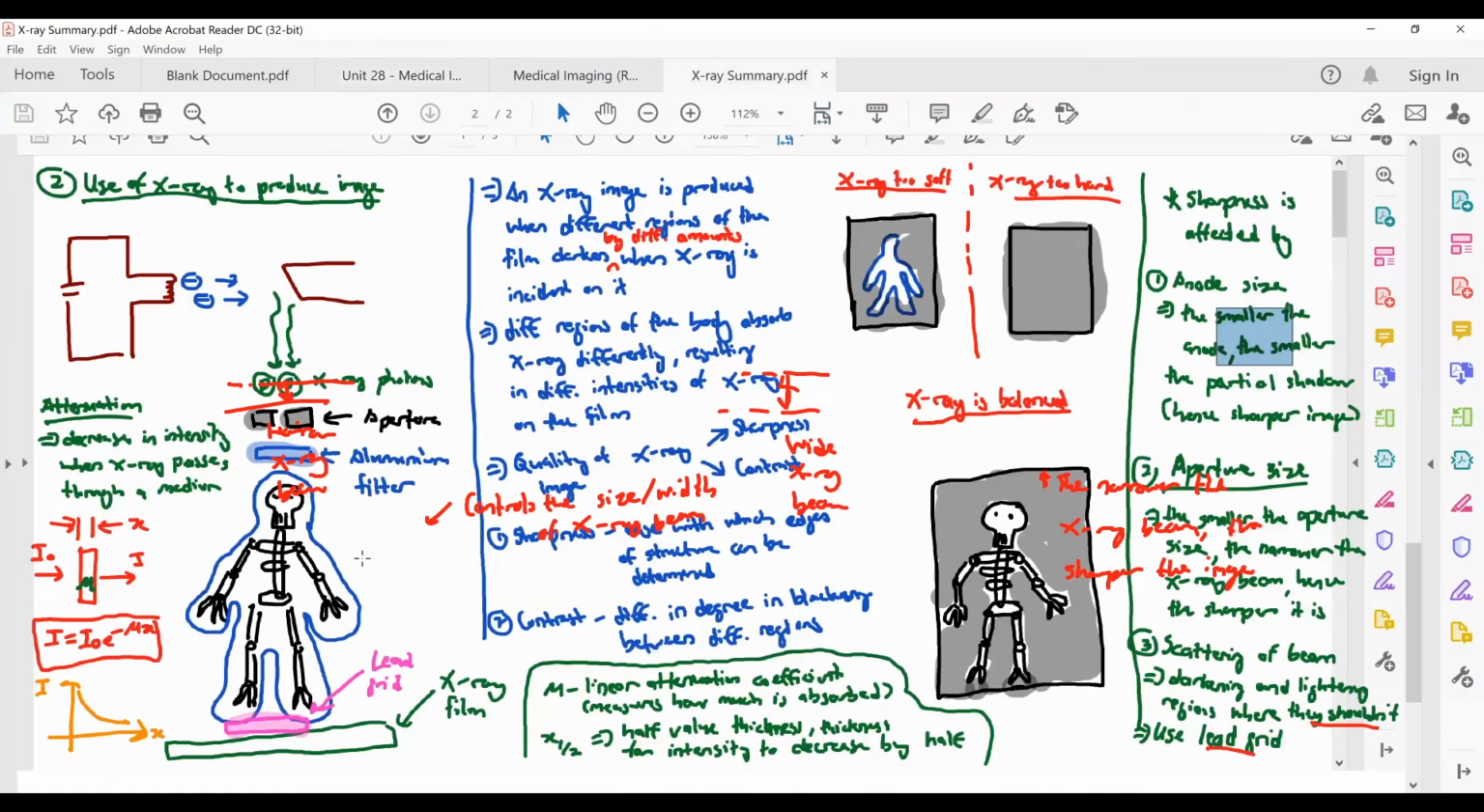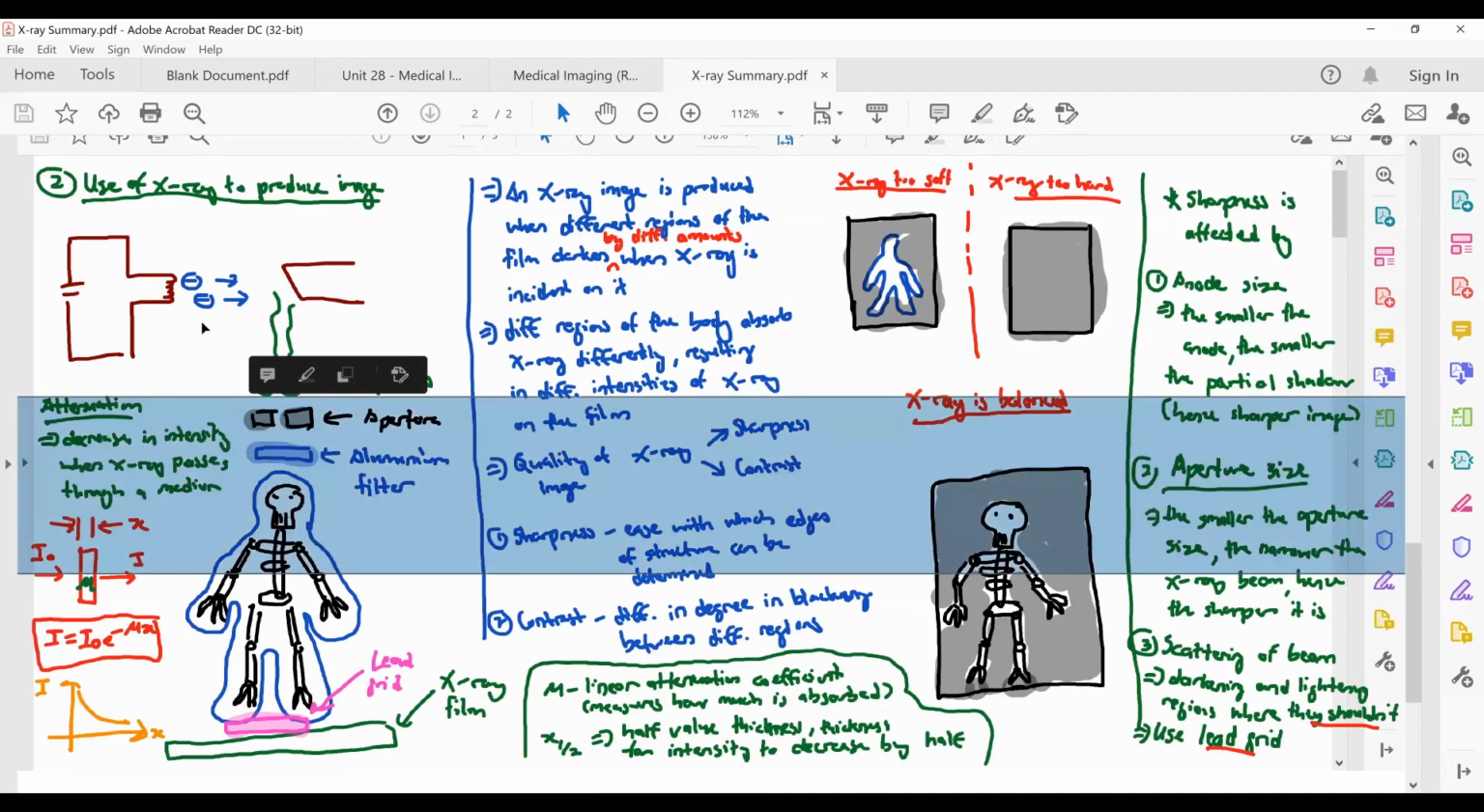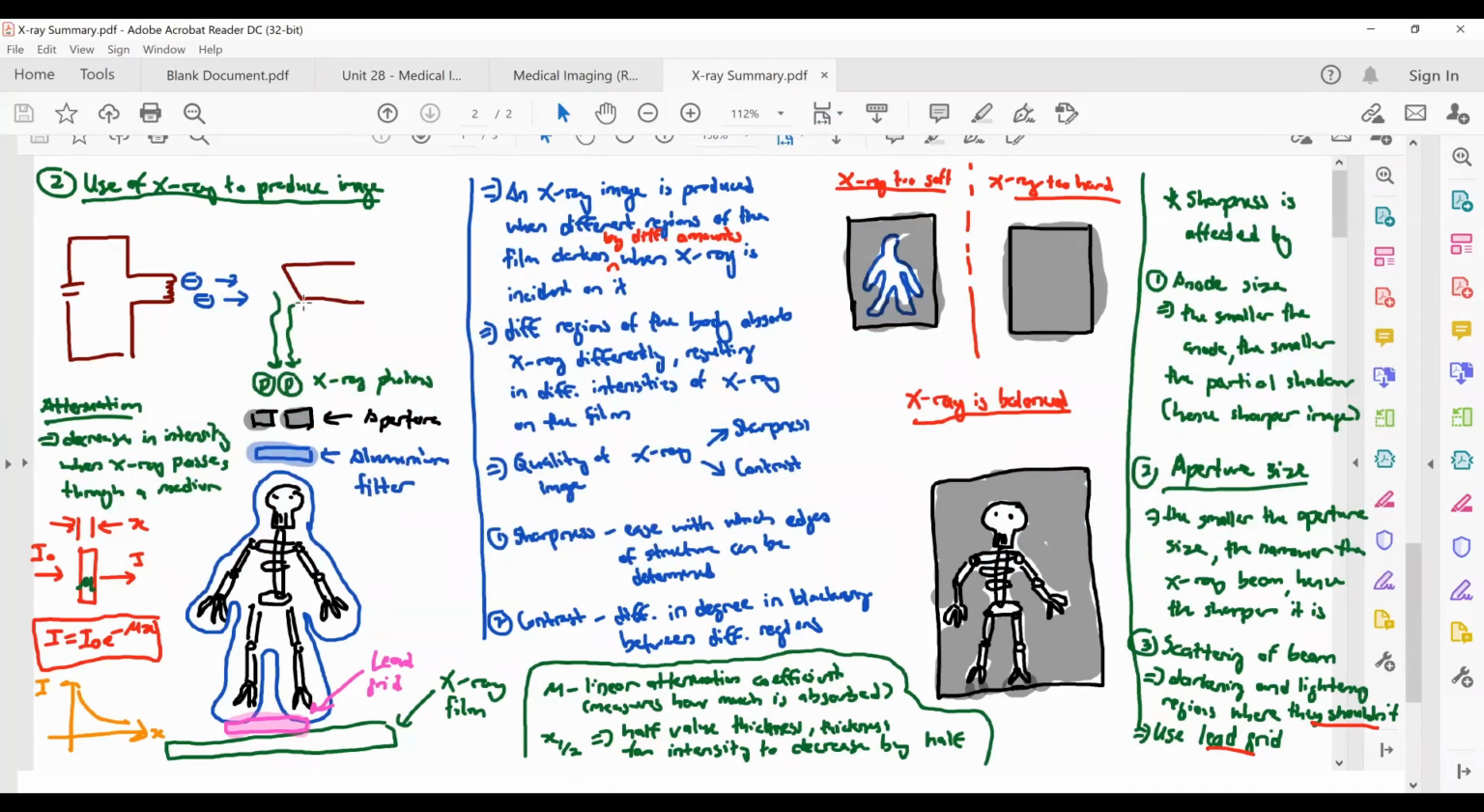Now where you want to put your aperture is here. Your electrons hit your anode, you produce your X-ray beam. Before your X-ray beam hits the person whose X-ray image you want to take, you narrow the X-ray beam by using the aperture here, by placing the aperture here.